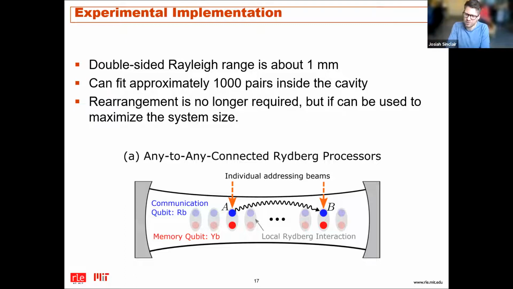And there's a trade-off there, right? One of the advantages of this approach is that you don't need to do rearrangement if you don't want to, because you only need 200. You'll on average get 250 pairs, and they don't need to be next to each other. But if you want to get that larger size, you can go ahead and do rearrangement and achieve that.